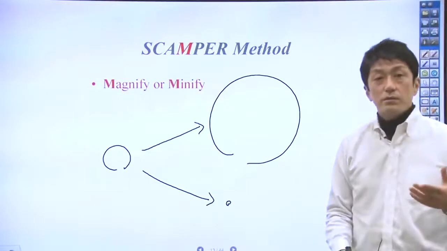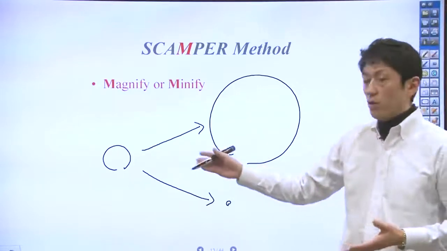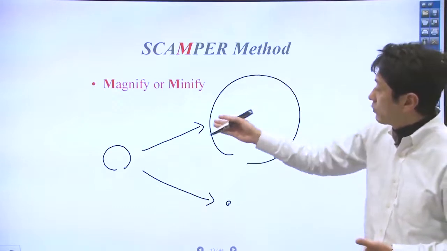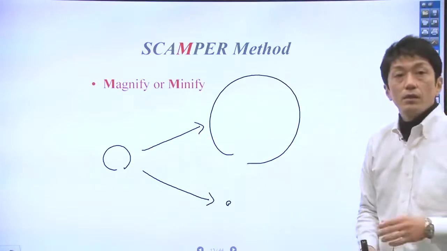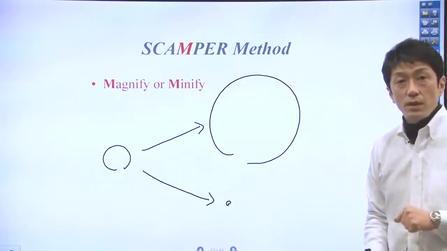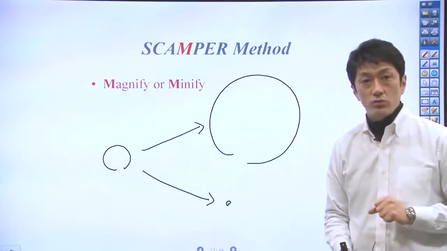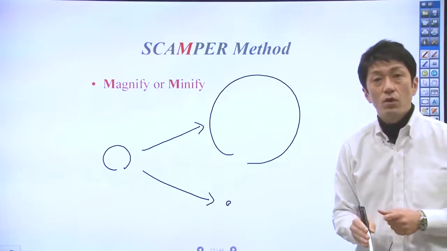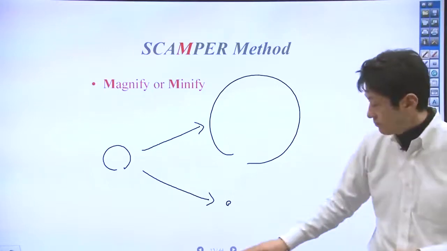Then here's what you are working on. You can magnify them or you can minify them. So one simple example of magnification is a walk-through maze or hedge maze.